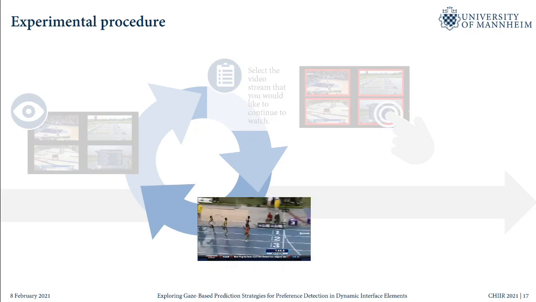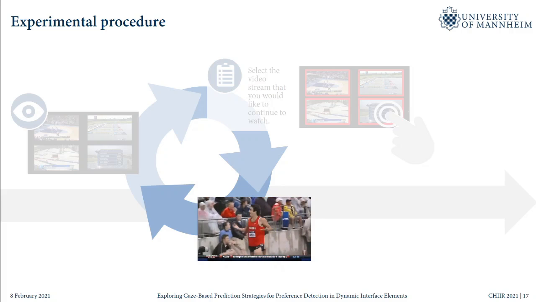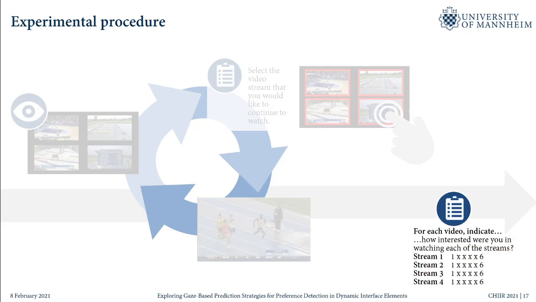If a participant selected the biathlon event, the biathlon stream would continue, but if, on the other hand, they chose the basketball event, then the basketball game resumed. After they had watched all videos, we asked the participants to additionally indicate for each video how strongly they had been interested in watching each of the elements of interest.